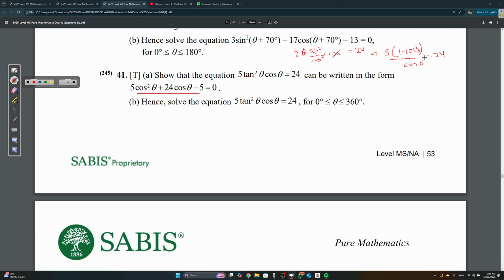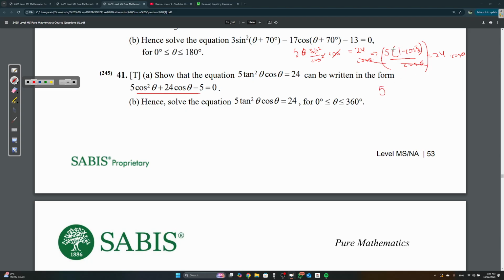I have over cosine theta on both sides. But here, there's no over. But the 24 somehow has a cosine. So basically, to get rid of this fraction, what do I do, guys? I just multiply by cosine theta on both sides. Right? So this cancels. So you're going to get 5.